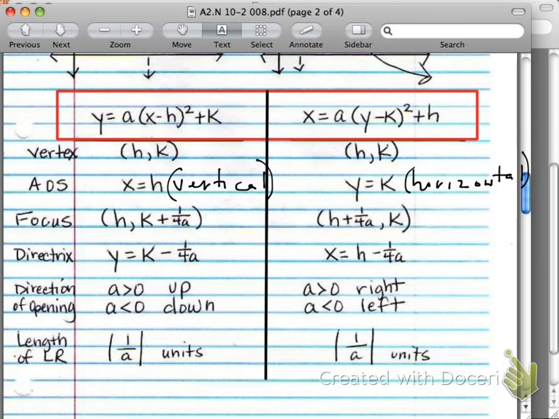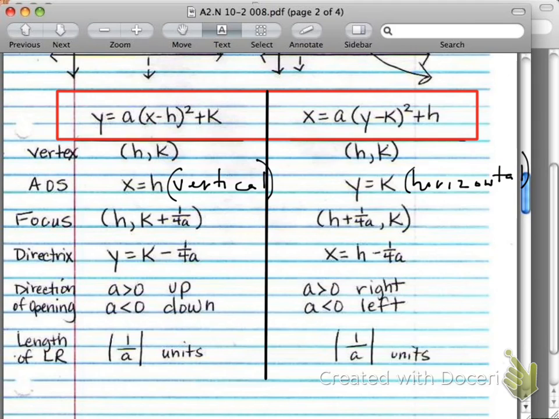Solid. Notice where the focus changes. Notice how the focus changes. The focus, the H is left alone on the up and down. The K is the one that you add that 1/4 A to. On the other one, you're adding 1/4 A to the H instead of the K.